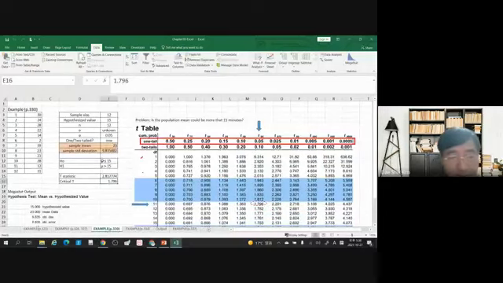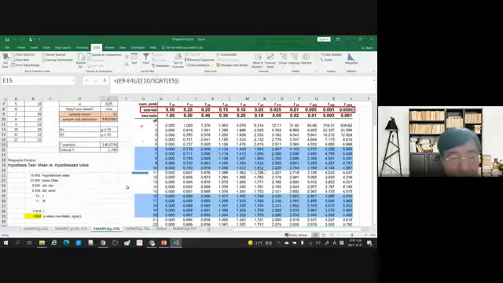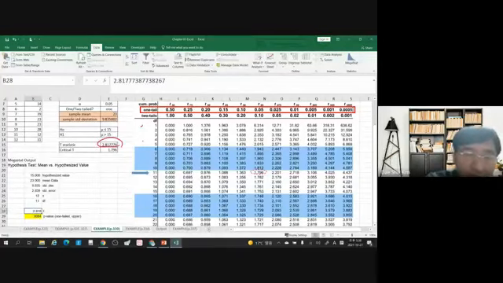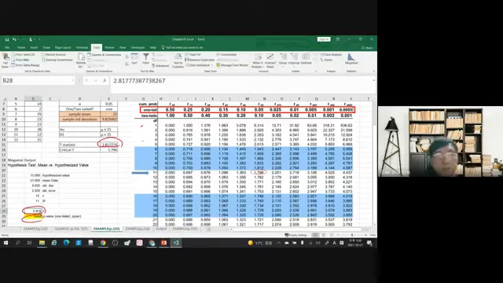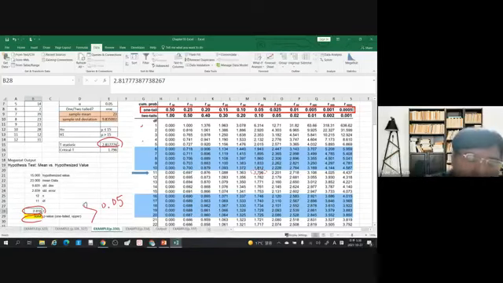Here, 2.817. We calculated the test statistic T value, and at the same time the P value is calculated automatically. Excel calculates this integration. Our alpha is 0.05, and the P value is smaller than alpha. So H0 is rejected.